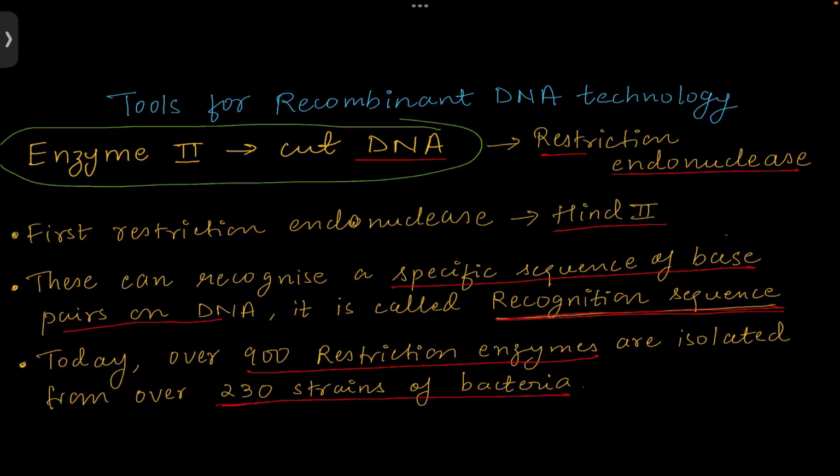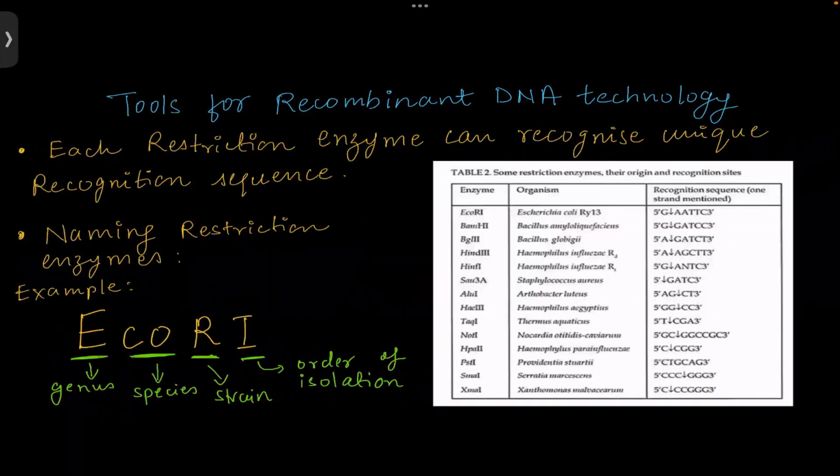As I said, a unique property of restriction enzymes is that they can identify a unique set of sequence base pairs. They can recognize a unique sequence of base pairs within the DNA, and this unique sequence is called the recognition sequence, and it is different for different restriction enzymes. No two restriction enzymes share the same sequence. It is unique.